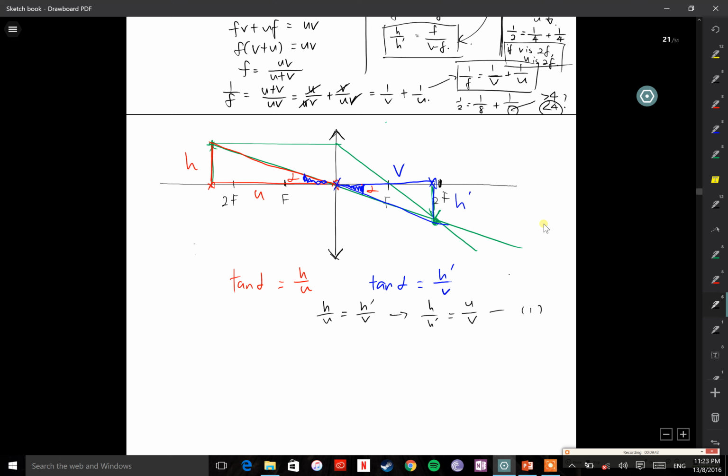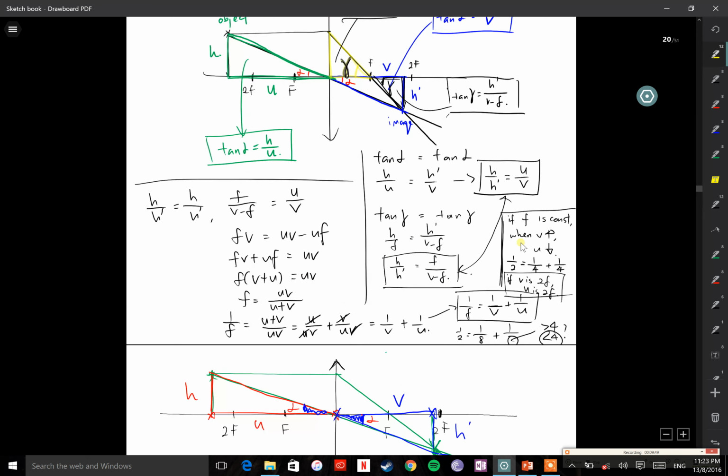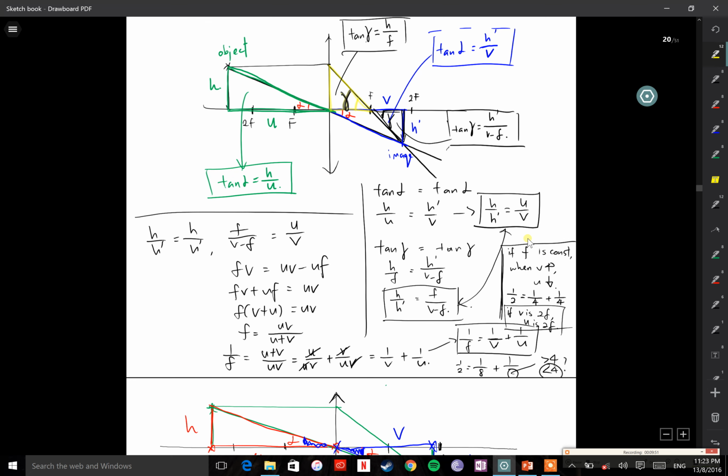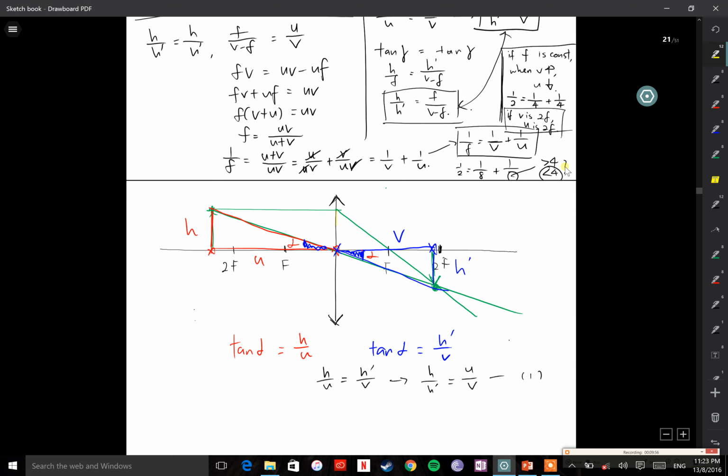There's another equation that can be found in this diagram. I want you all to look at another triangle. The next triangle that we will be looking at, as you can see in this diagram here, is this triangle here.